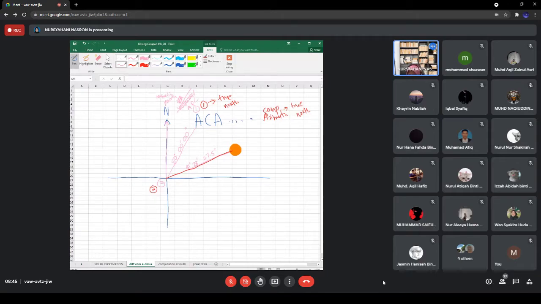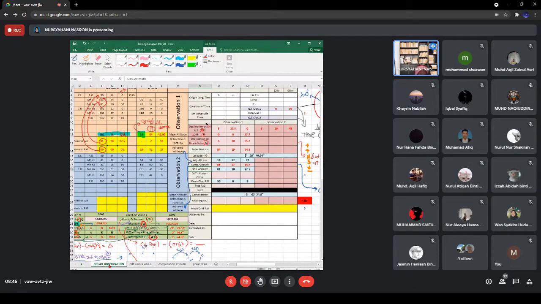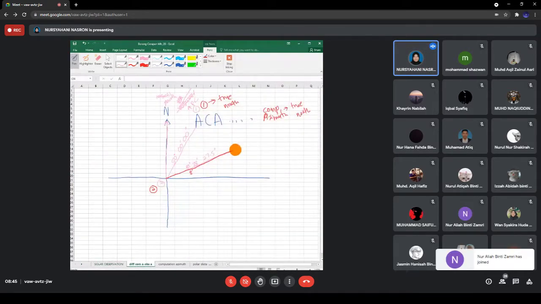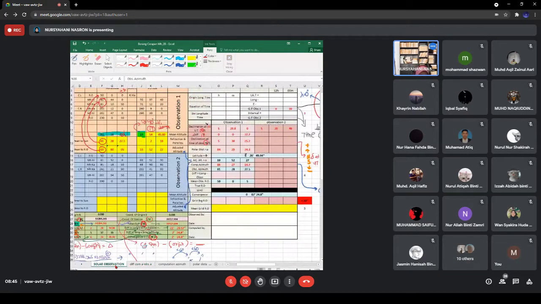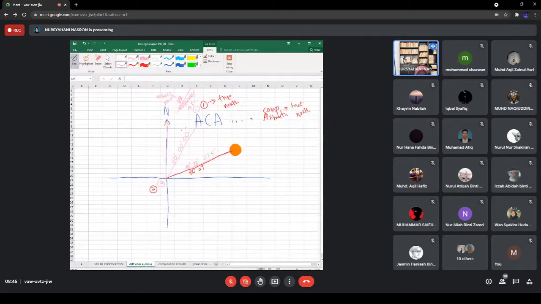The same sun, the same location, the same position, everything is the same. So you get 86, 27, 14.7 seconds. Okay, so the true value is 86, but you get 81. So we will have the difference here.